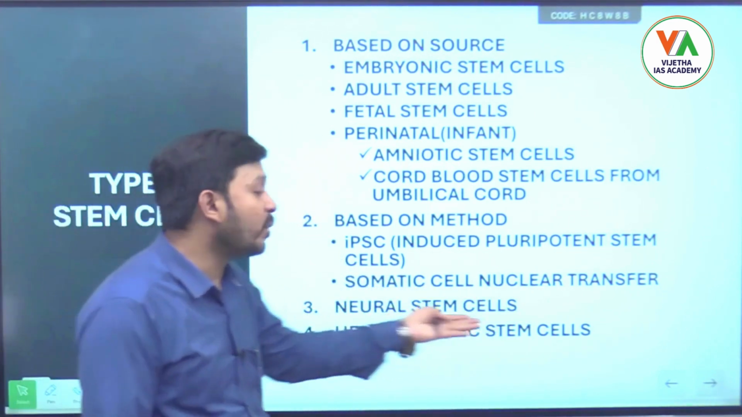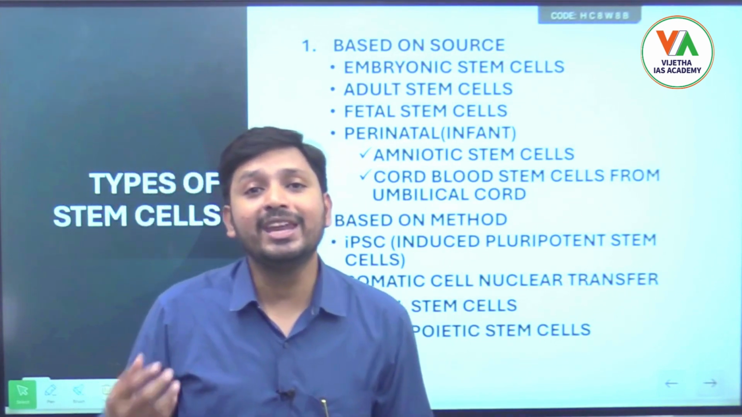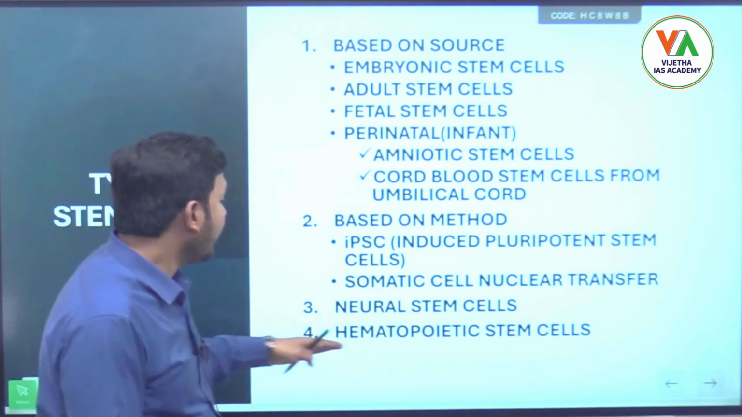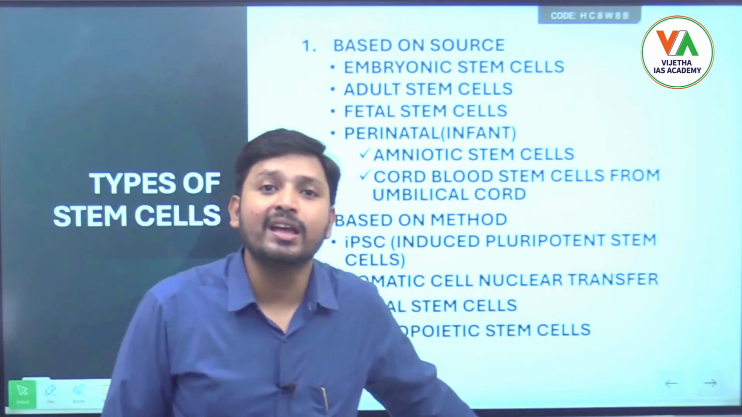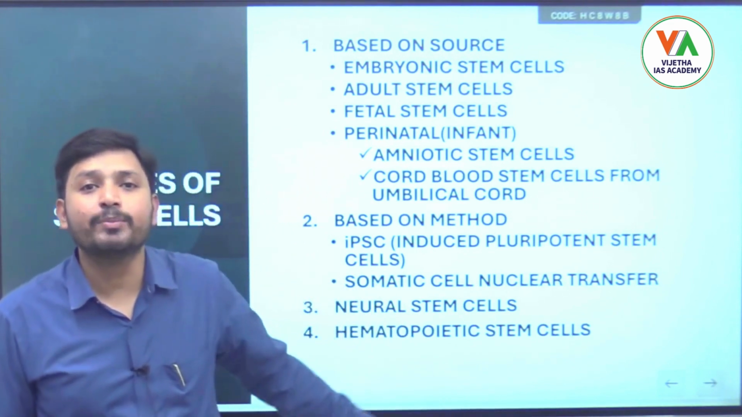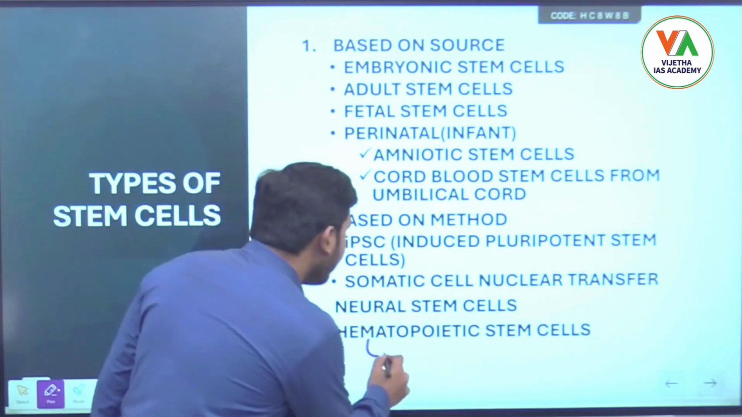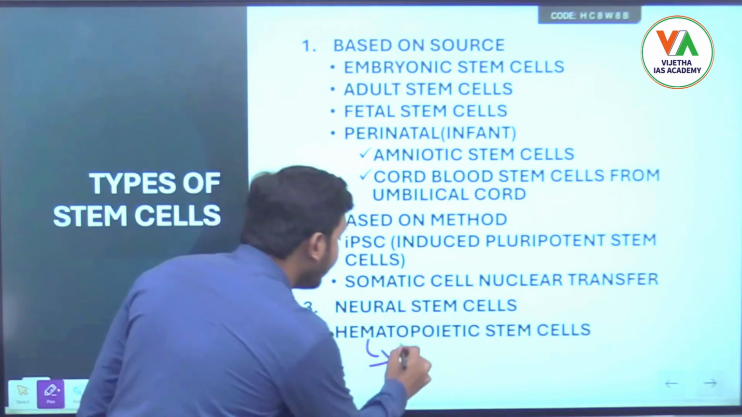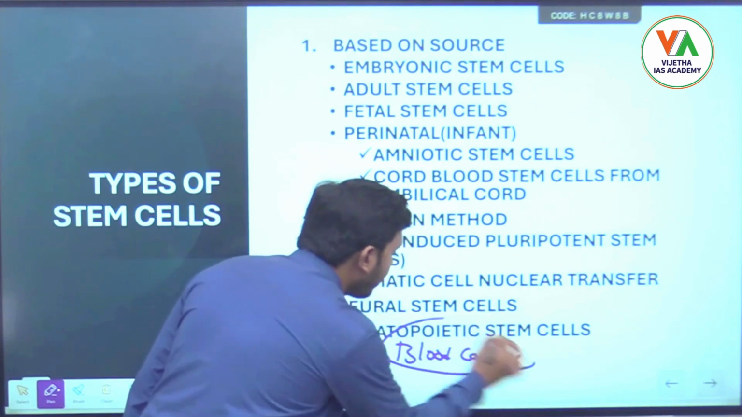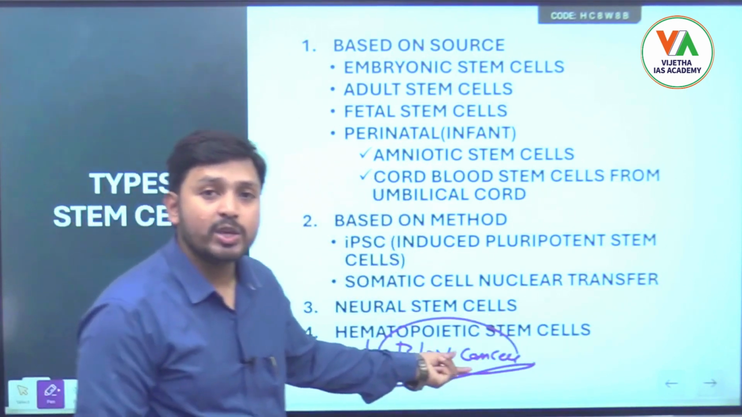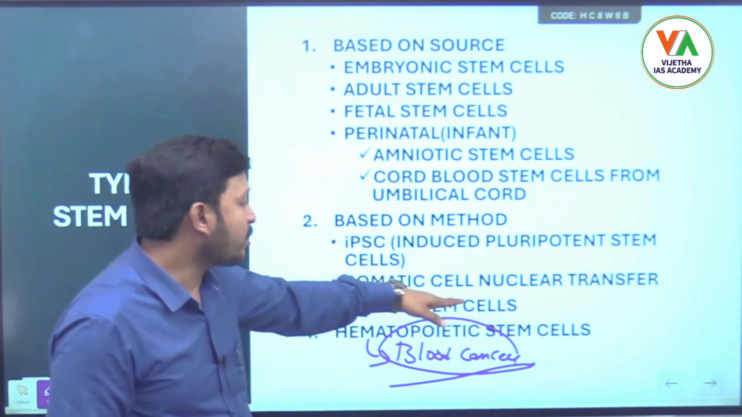Another one is neural stem cells. These neural stem cells are used for the treatment of neurological problems. And hematopoietic stem cells are the stem cells which are allowed in India, and using them we are treating some kinds of blood cancers in India. Remember, we are using this type of stem cell for treating blood cancers. We have discussed somatic cell nuclear transfer, right?